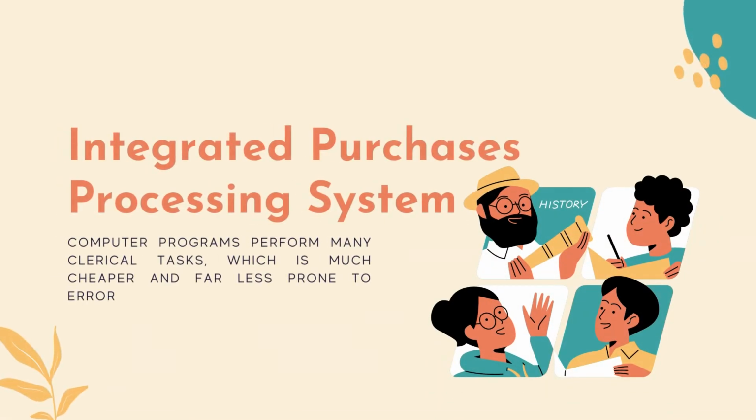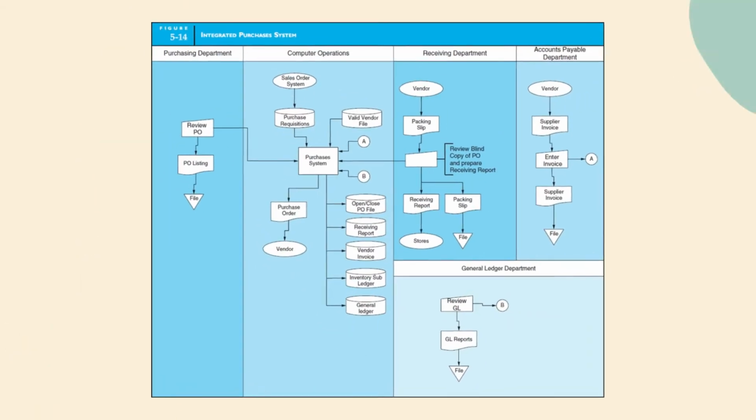So next is the Integrated Purchases Processing System. Under this, the level of departmental activity is significantly lower than in the basic technology system. Since computer programs perform various clerical tasks, it incurs lesser cost and produces much more accurate data.